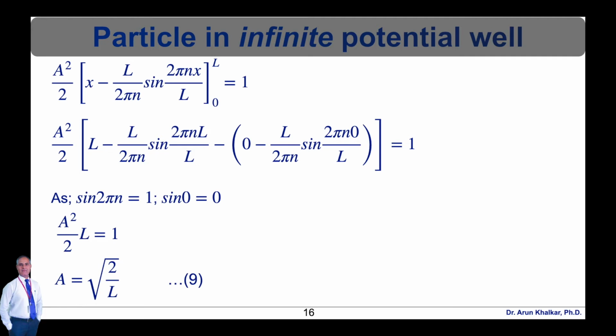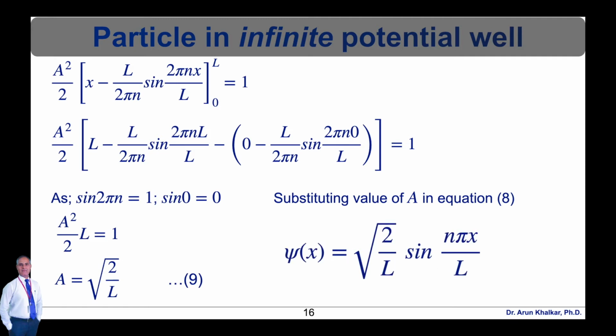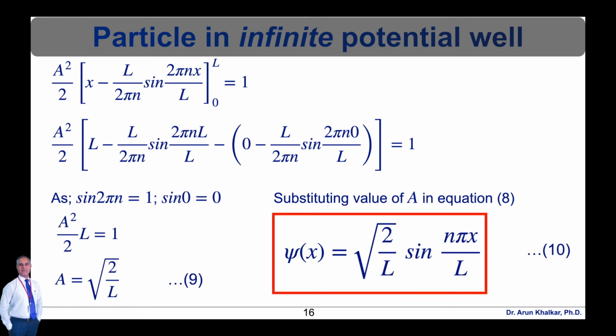Substituting the value of A, that is equation number 9, in equation number 8, we can write the wave function ψ of x is equal to the square root of 2 upon L into sin of nπx upon L. This is equation number 10. This equation number 10 represents the wave function ψ of the particle enclosed in a rigid box of length L.